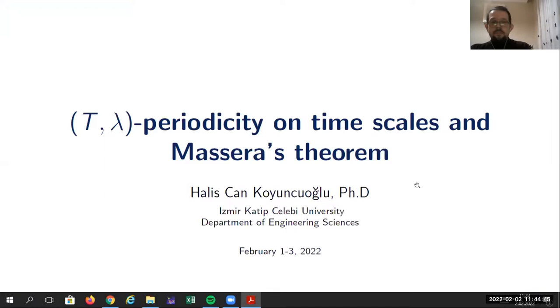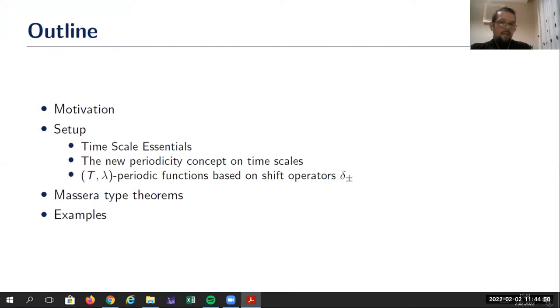I will start with the outline of my talk first. I will briefly introduce you my motivation behind that study. And after that, I will provide you a summary, which provides a setup for construction of the Massera type theorems. I'm not going to spend so much time on the time scale essentials. Actually, I will evaluate the given time by introducing the shift operators and T lambda periodic functions based on shift operators. Then I will give the basic theorems, which are originated by Massera. And then there will be two or three examples just for indicating the conditions which can be checkable.